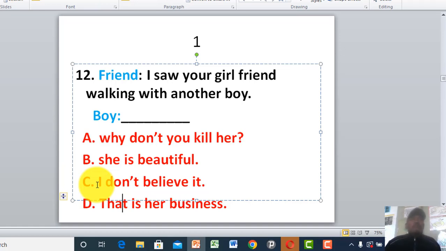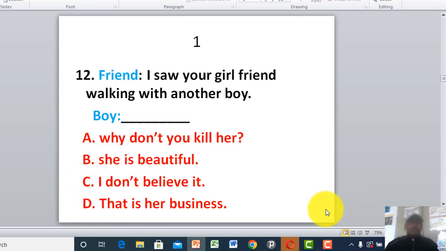When does she go with him? Such is an important expression from the boy. From this one, C is the correct answer, please.